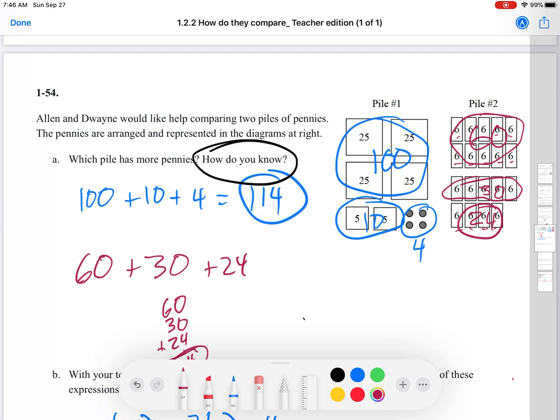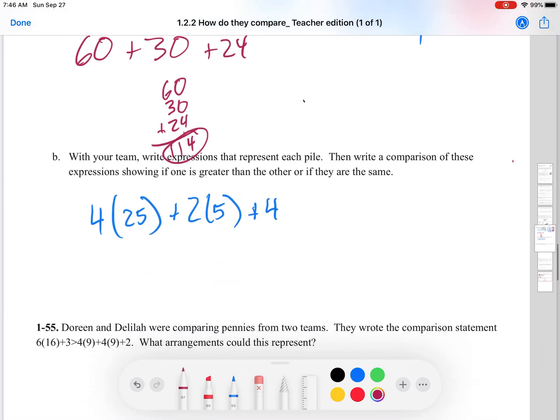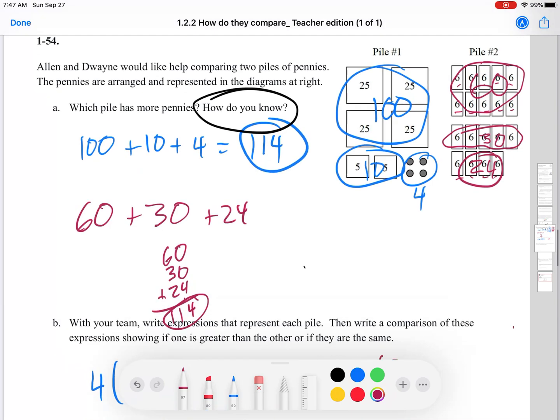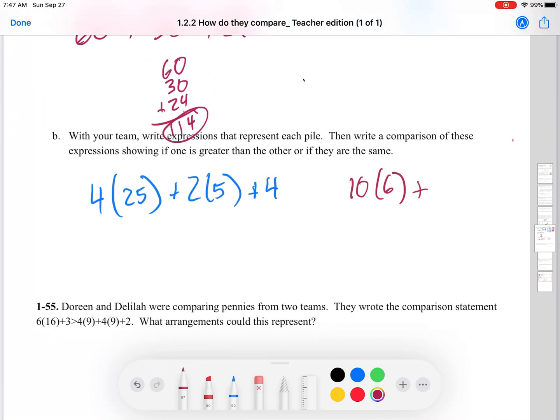Okay. Then let's do this one. Pile 2. For pile 2, I have 10 groups of 6. Right? Remember we discussed that parentheses are used to represent our groups. Then I have 9 groups of 6, so plus 9 groups of 6. Okay? So we wrote an expression that represents each pile. Then we write a comparison of these expressions showing one is greater or not if they're the same.